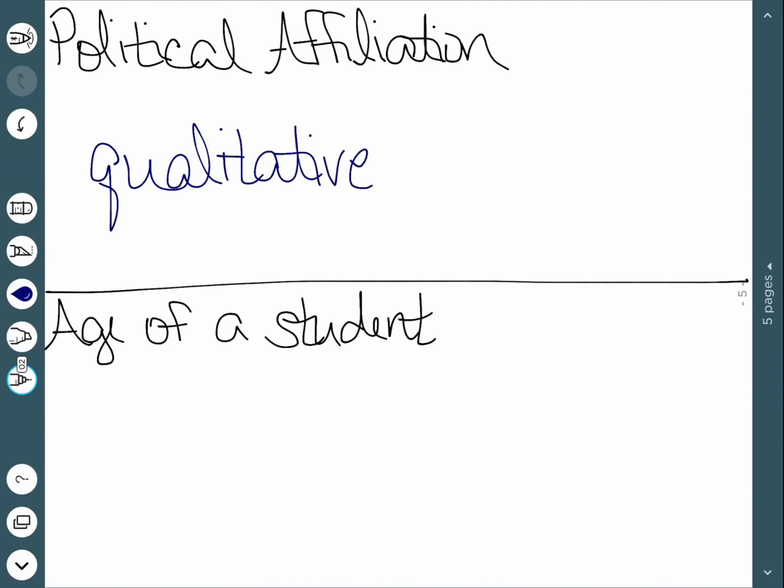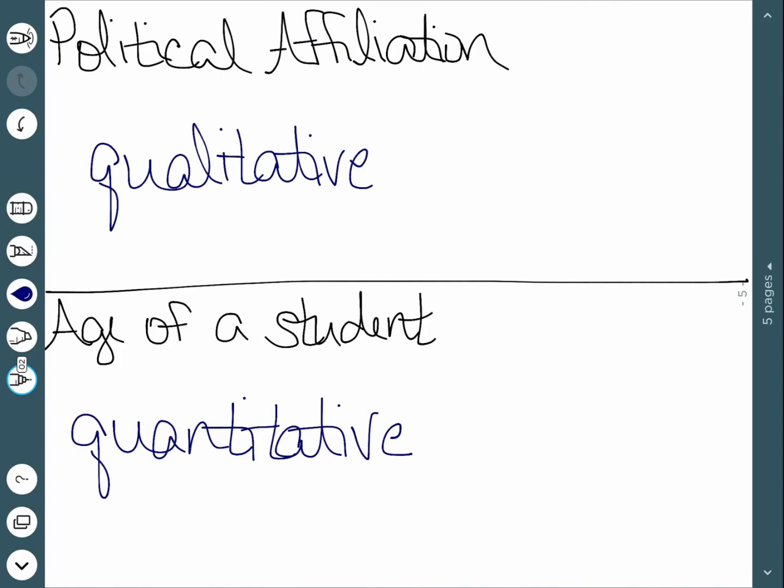For age of a student, we know that age is a number, which tells us quantitative. And then we need to know, is this counted or measured? And age is a little bit of a tricky one because most people want to say that it's counted, but this is actually continuous. The idea is that you continuously age. You don't just jump up a year all of a sudden. This is a slow process of aging, and therefore we do have continuous.